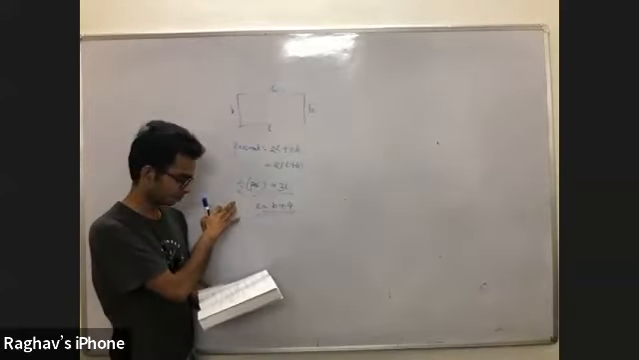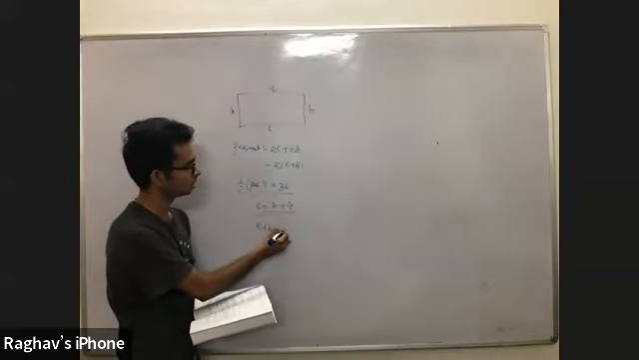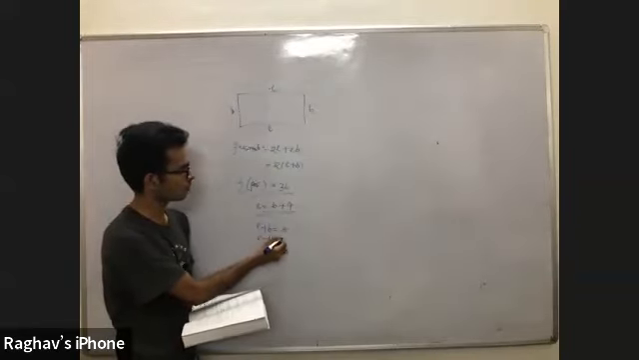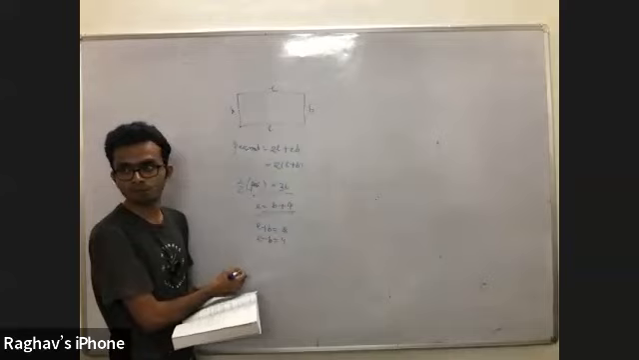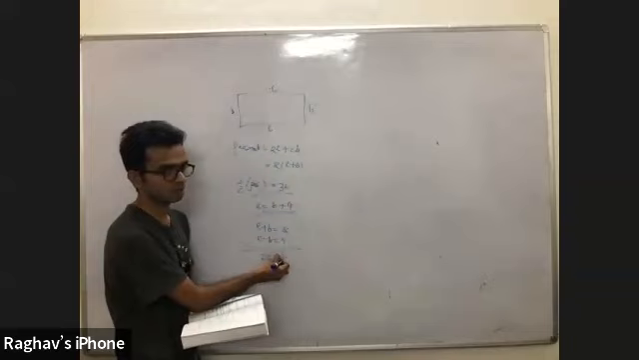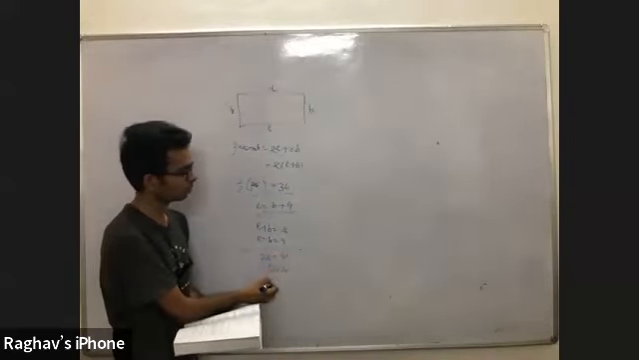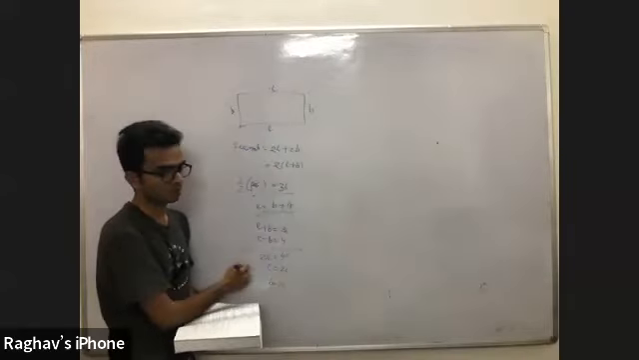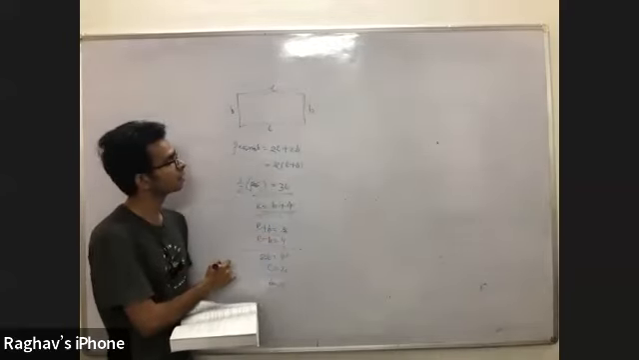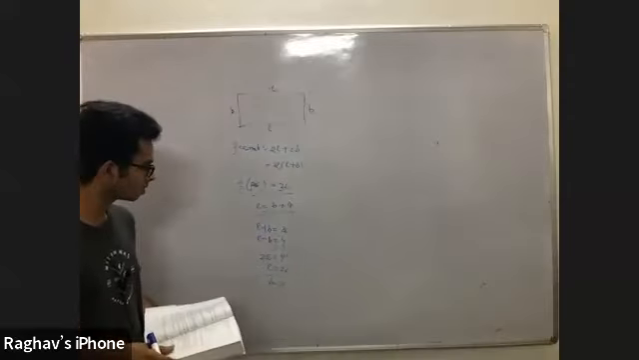Half into 2 into L plus B equals 36, right? Yes. So L minus B equals 4. If you sum up both of them, 2L equals 40, so L equals 20. And B equals 16. L plus B, L minus B. Okay, I'll say the method to solve it.